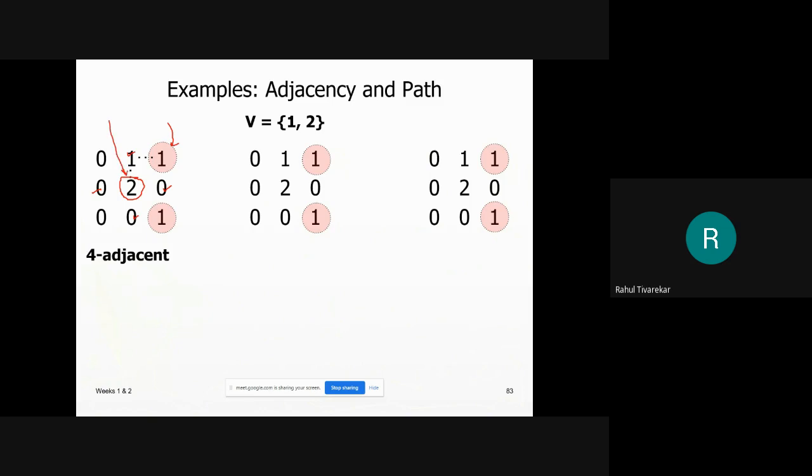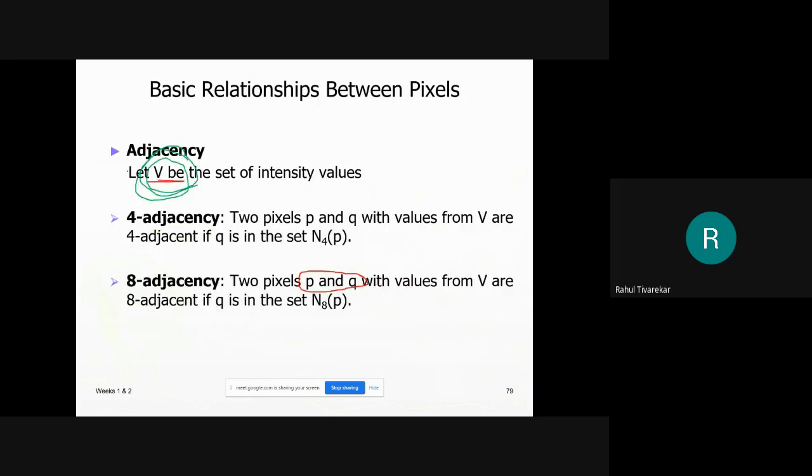And if I ask you whether pixel 2 and pixel 1, which is here, are they four adjacent? Please type in the chat box your response. I am asking the center pixel 2 and the pixel on the right top corner, are they four adjacent? What is the definition of four adjacent? Pixel P and pixel Q are four adjacent if P is in the set N4 for Q or Q is in the set N4 for P.